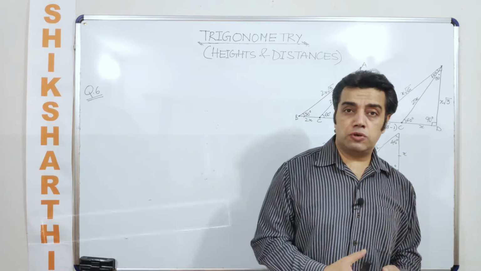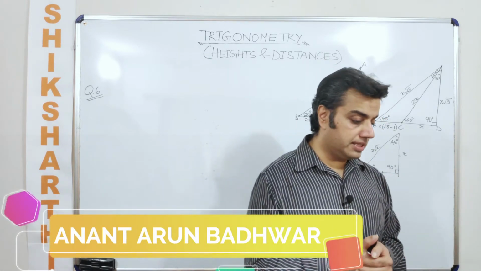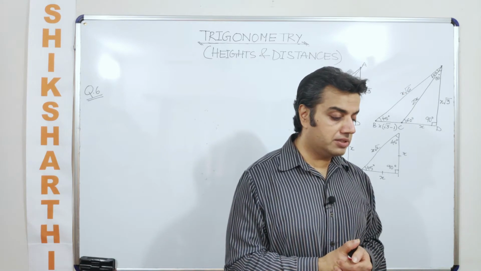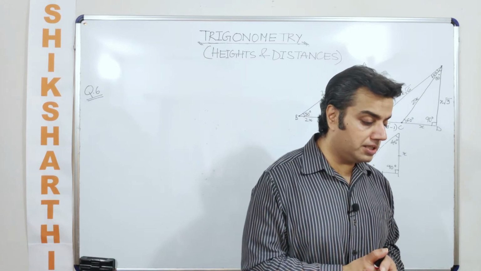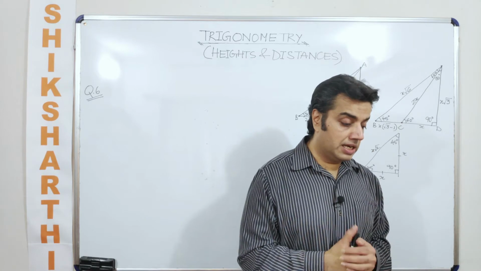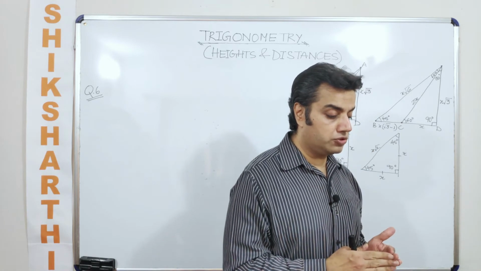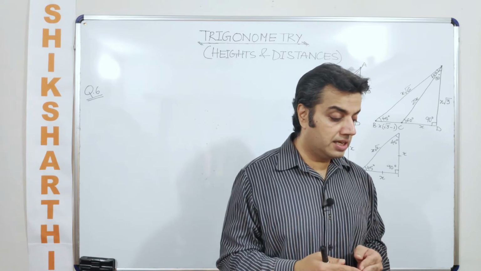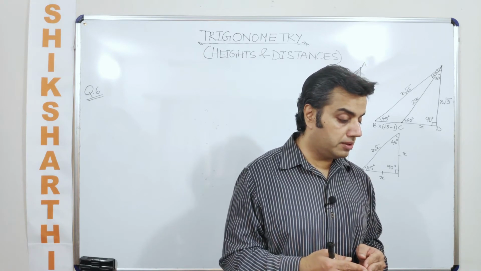So now let me read out question number 6 to you. Question number 6 says a 1.5 meter tall boy is standing at some distance from a 30 meter tall building. The angle of elevation from his eyes to the top of the building increases from 30 degrees to 60 degrees as he walks towards the building.